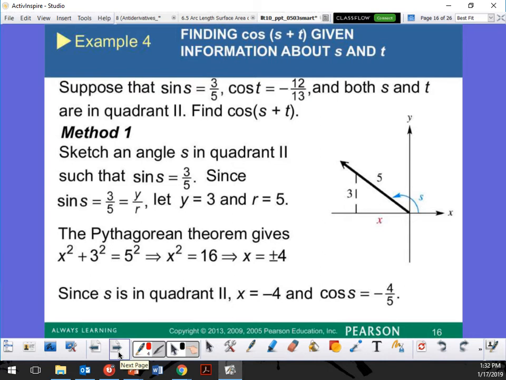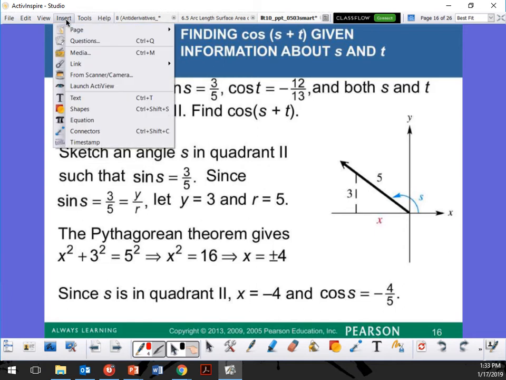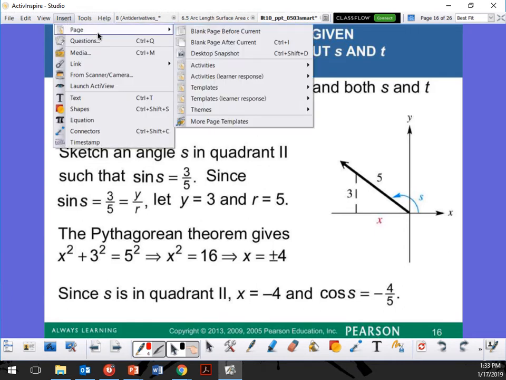Okay, so this right here. Again, remember, like everything in this class, there's one way of doing it, then there's my way. Which way's right? My way. Yeah, my way is actually a whole lot easier. So, you guys are going to help me, and I'm going to copy this down. Alright, so insert, page, after.